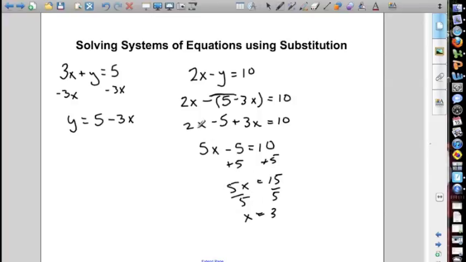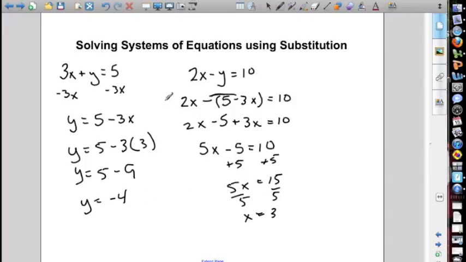Now I actually use the substitution method again. I know that x is 3, so I come back over to this one, and I substitute in the fact that I know now that x is 3. So I go through and do the math. 3 times 3 is 9, so I have 5 minus 9. 5 minus 9 is negative 4.